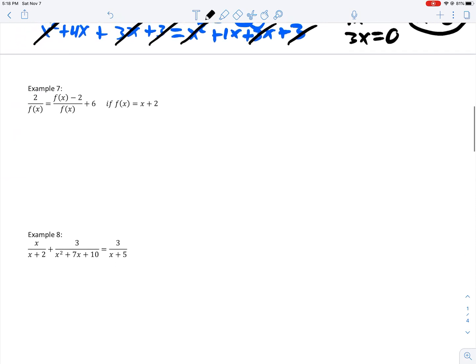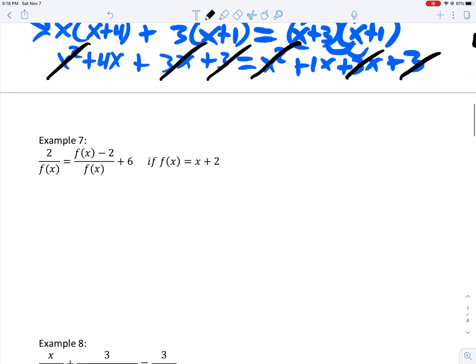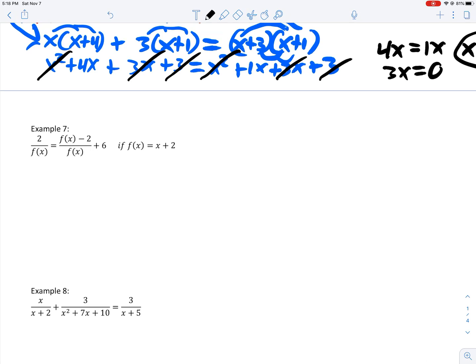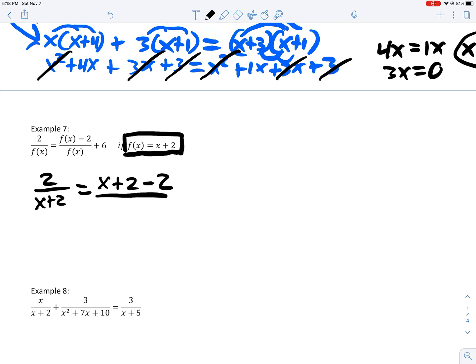Okay, moving on to the next page, example 7. So we got some weird notation. So just basically asking you to plug this into your equation. So you have 2 over f of x. Well, f of x is x plus 2. So plug that in. And then you have x plus 2 plus 6. Well, we can reduce 2 minus 2 just becomes x. So this is just x.